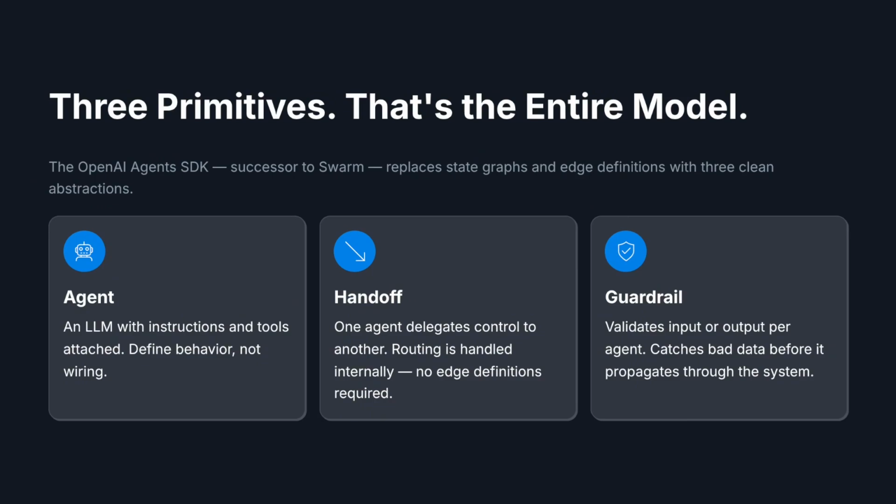So OpenAI shipped the Agents SDK as a replacement for Swarm back in early 2026. The whole thing runs on 3 primitives. An agent is just an LLM with instructions and tools attached. A handoff lets one agent pass control to another, and a guardrail validates what goes in or comes out. That is the entire model. No state graphs, no edge definitions, and no reducers.